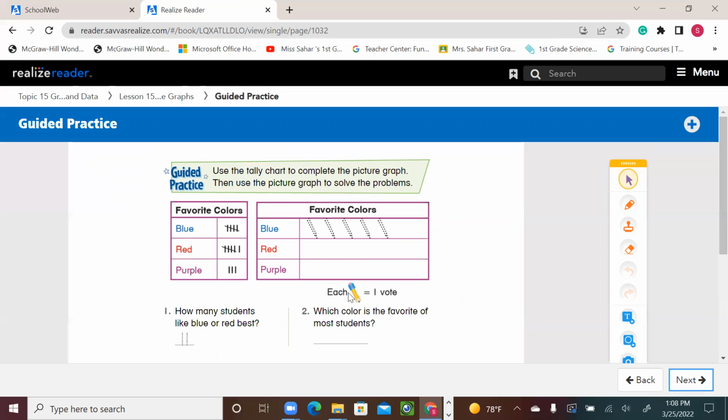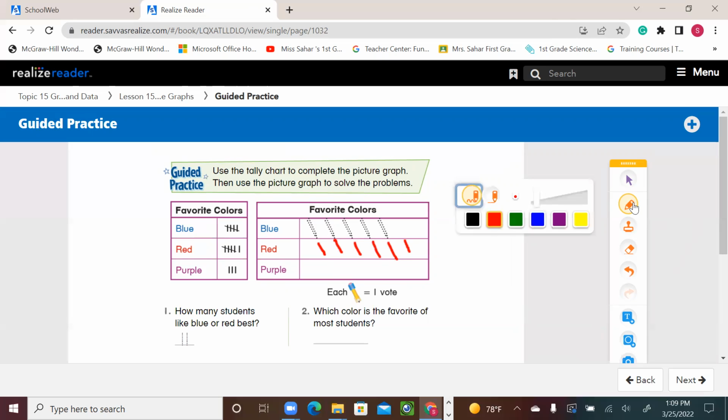Let's see the symbol we use. Each rocket or pencil stands for 1 vote. So we have 5 for blue, so we draw 5. For red, we have 6, so let's draw 6. 1, 2, 3, 4, 5, 6. And for purple, we have 3. So let's choose 3 who chose purple as their favorite color. Vote for this. Now let's answer the questions.